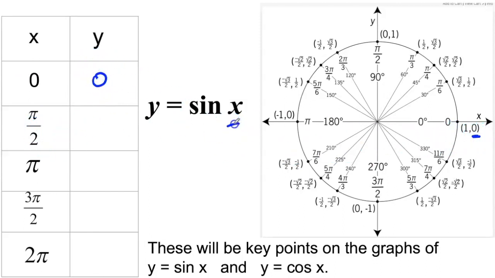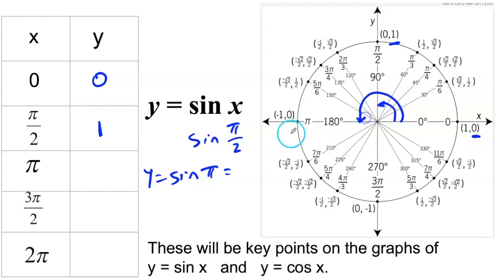Sine of pi over 2, I'm going to replace the x by pi over 2. Sine of pi over 2, a 90-degree angle, right? That's pi over 2. My sine is the y value, so this is 1. Next one, sine of the next angle, which is pi. Pi is from here to here, and the y value is 0. That's my sine, so sine of pi is 0.